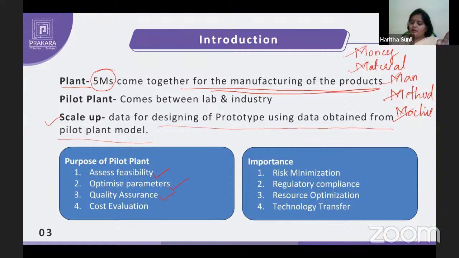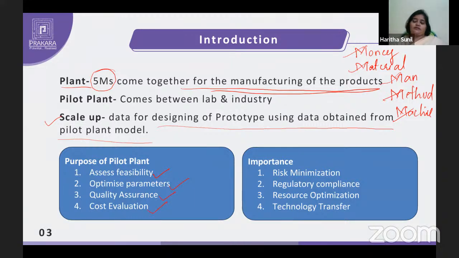The third purpose is to have the quality assurance. Whatever you do in the pilot plant will help you to ensure that the product manufactured at this level will meet the required quality specifications. And if you want to make any adjustment for the larger scale, that is for the industrial scale, you can make those adjustments in this particular pilot plant.